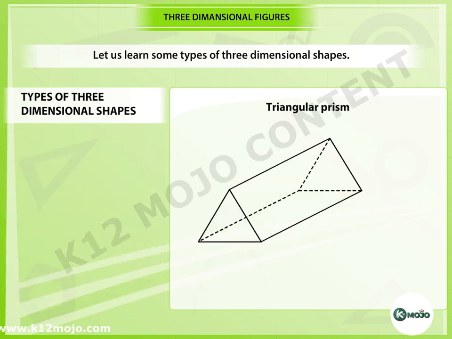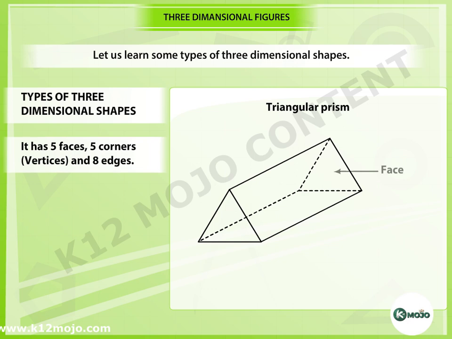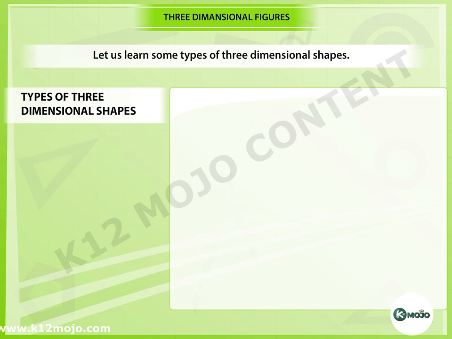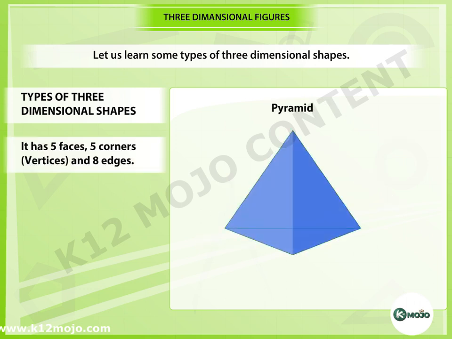Sixth is the triangular prism. It has 5 faces, 5 corners or vertices, and 8 edges. Seventh is the pyramid. It has 5 faces, 5 corners or vertices, and 8 edges.